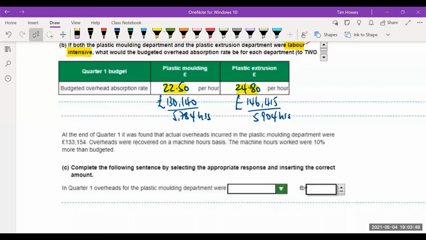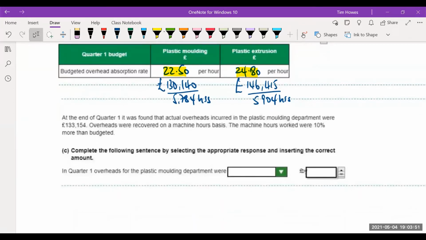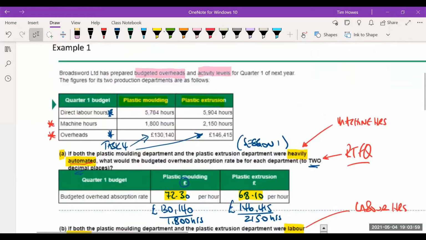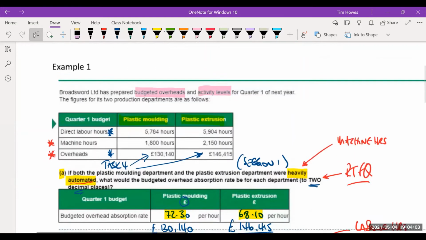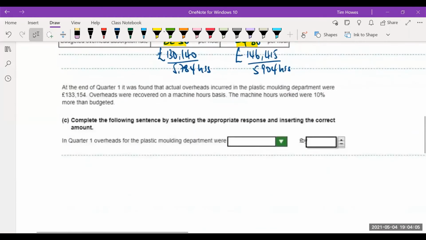Okay, and that's what the next task does then. It's going to look at this over or under absorption position. So it says at the end of Q1, so all of this other stuff was before the quarter started, remember, budgets. At the end of Q1, it was found that the actual overheads incurred in the moulding department, so we're going for moulding, were 133,154.